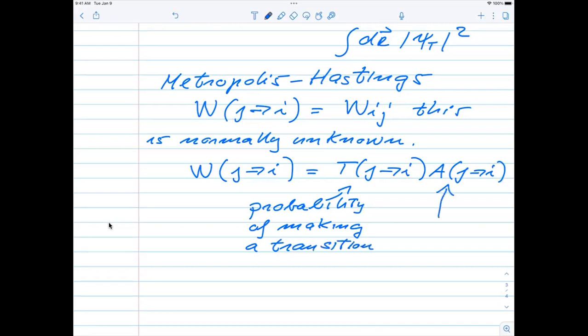This is another probability, and this is the probability of accepting a suggested move.